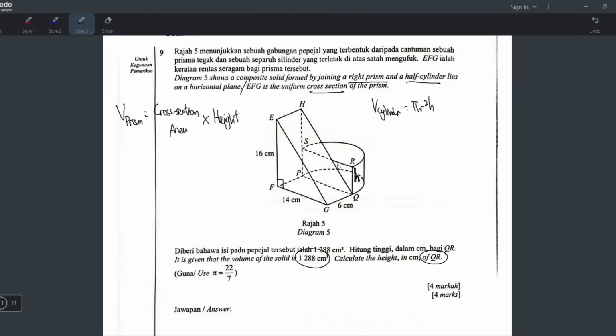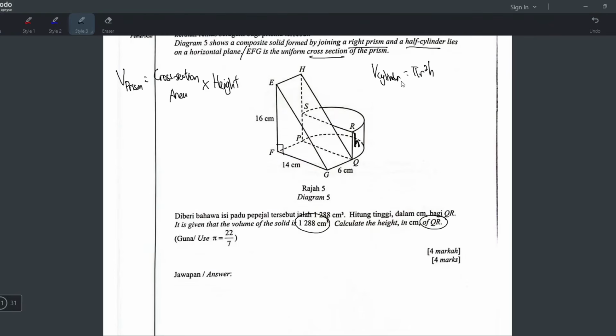Okay, but this one is half cylinder, so later we have to put 1/2. Okay, all right. So let's start finding the volume of cylinder, total volume, right? So we already know total volume is equal to 1288. So here I have to find the volume of cylinder.